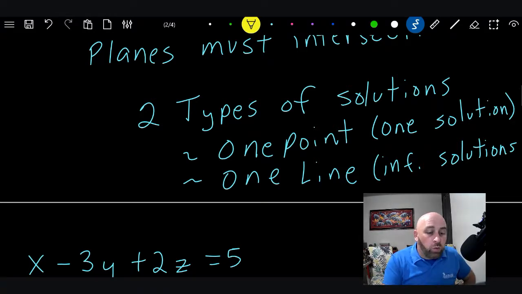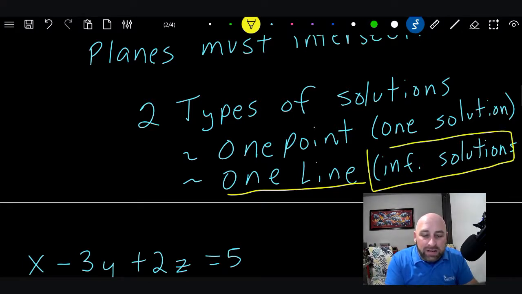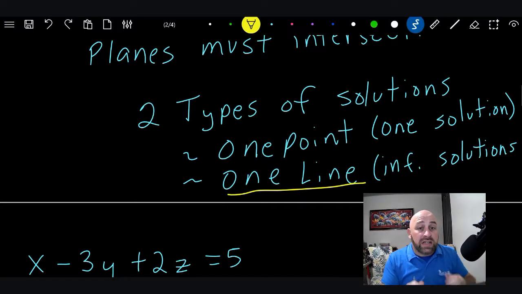When you have a one-line solution, I want you to see this. Look at this. If you get one line, it's infinite solutions. In other words, the whole line, just like when you had two lines on top of each other, this is like three planes that are touching and they're forming a line. There's a picture of that in your book.